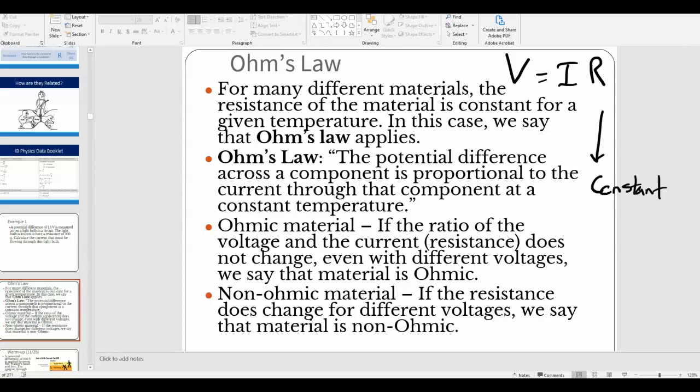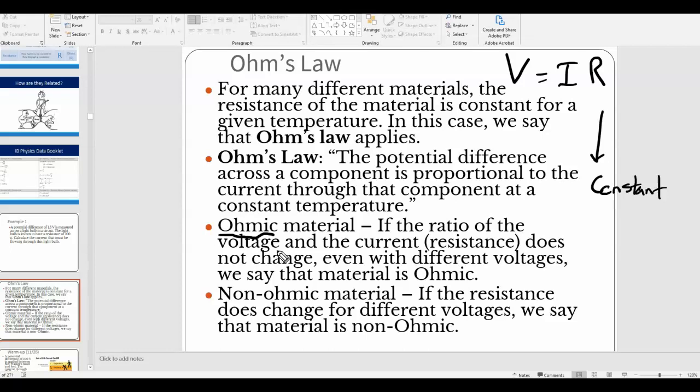And if you have an object that meets that criteria, that obeys Ohm's law, we call that an ohmic material. So if it obeys Ohm's law, it is ohmic. That means if the resistance does not change, even with different voltages, we say that material is ohmic. What I mean is if we apply 2 volts to something, we measure the current. If we make it 4 volts, the current should also double. So it should be a proportional relationship. And if that's the case, it's an ohmic material.